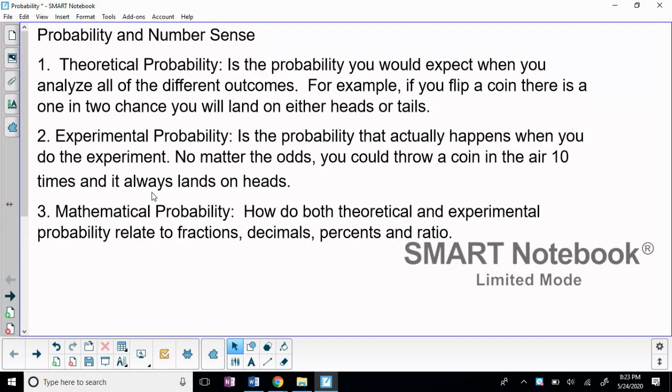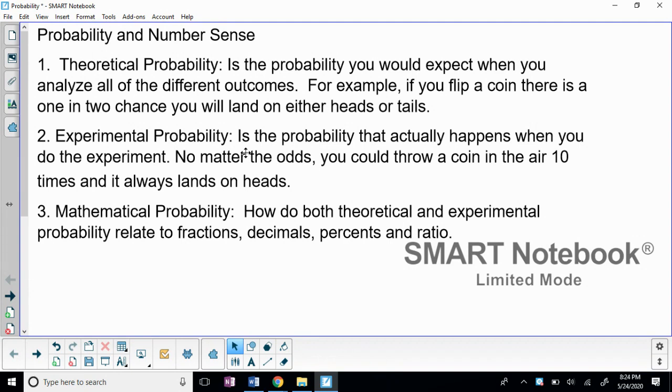For example, if you flip a coin, there is a 1 in 2 chance you will land on either heads or tails. Okay? But we know that when we flip a coin, we can't mathematically see into the future. Now, mathematically, you might think, okay, if Mr. Griffin flips a coin twice, because each side has a 50-50 shot, he's going to get heads and then tails. But we know that's not the case. And why do we know that? Because of experimental probability, which is the probability that actually happens when you do the experiment.